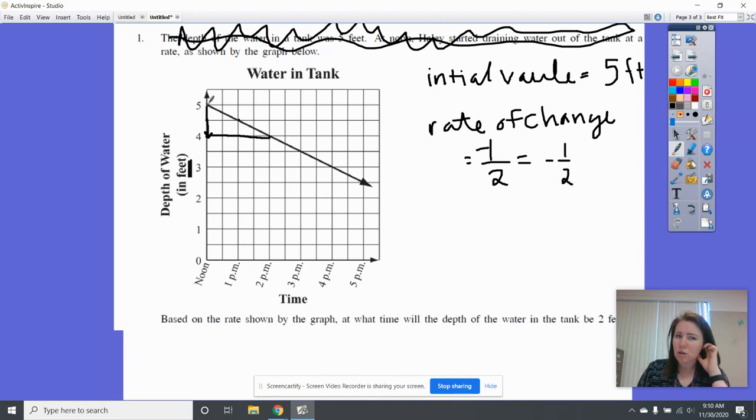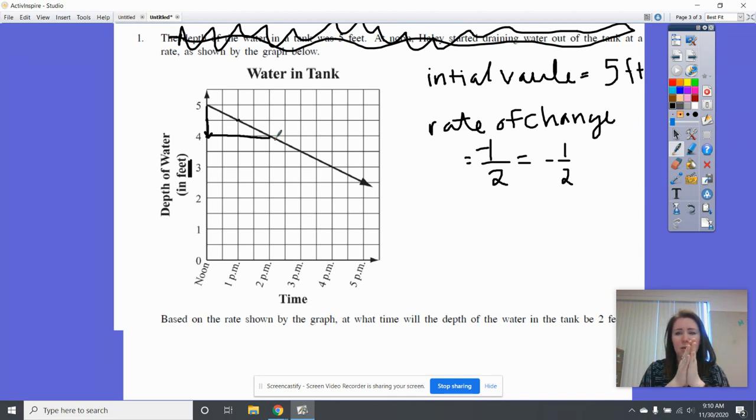So it took 2 hours to go down 1 foot. Another way we could say that is every hour it's going down 1/2 of a foot. So our rate of change is that every hour it goes down 1/2 a foot, or it took 2 hours to go down a full foot. So the rate of change is really the slope.